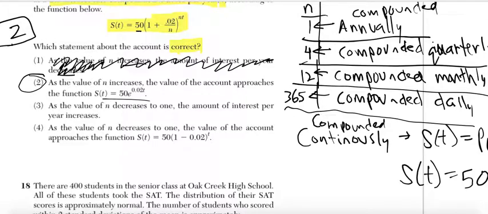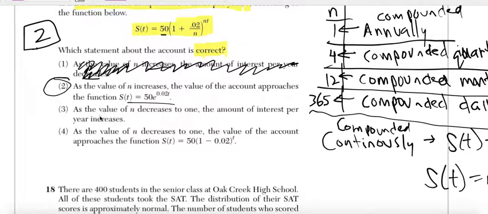Now let's just look at the other ones real quickly. Choice 3 is saying that as the value of n decreases to 1, the amount of interest per year increases. Remember in choice 1, as n increases, the interest per year increases. So as n decreases to 1, the amount of interest per year actually decreases. And then the last one: as the value of n decreases to 1, so if n equals 1, the value of the account approaches this function.